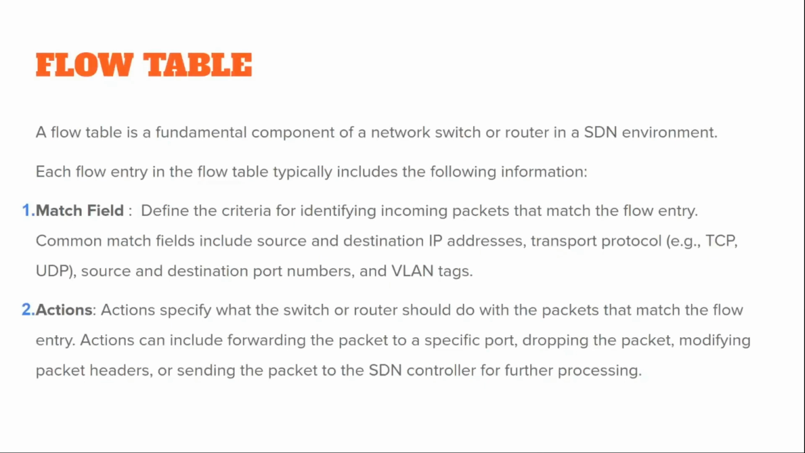So the first is the match field. As the name tells us, match field is nothing but a matching criteria which matches the incoming packets to the flow entry. When a packet comes in, to check if it is a genuine packet, we match it to the flow entry. So this is actually a 12 field entry. This match field has 12 fields to be cross-checked.